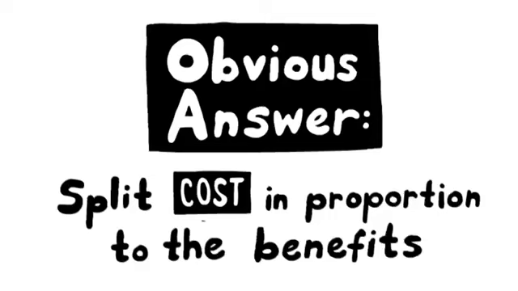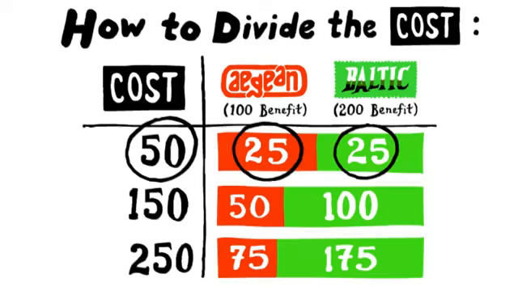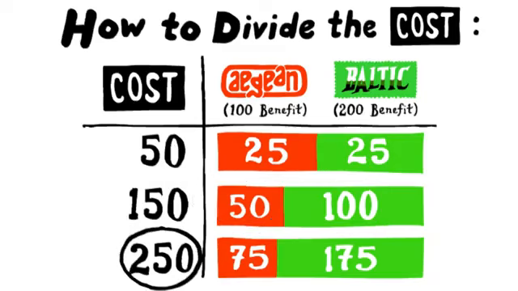Let me offer a different, and I think more principled approach. Here's my proposal for how to split the cost in 3 different cases. If the cost is 50, it gets divided up evenly, 25 and 25, between Aegean and Baltic. If the project costs 150, the split is 50 and 100. And if the cost is 250, then it's split 75 and 175.